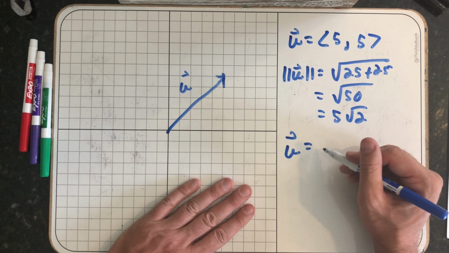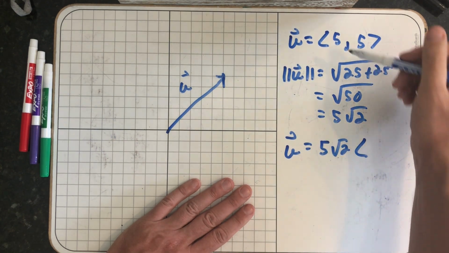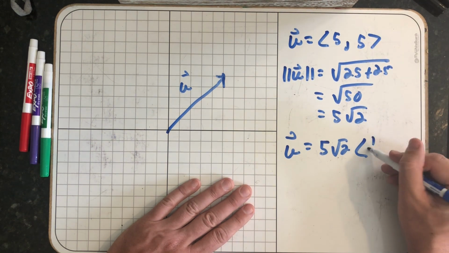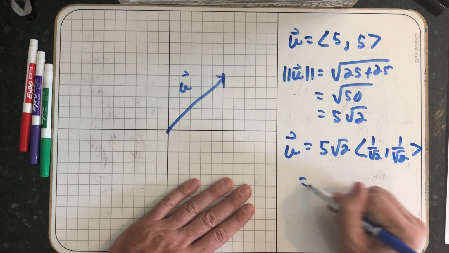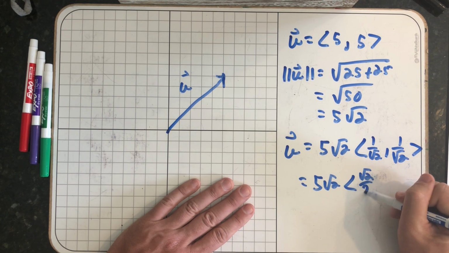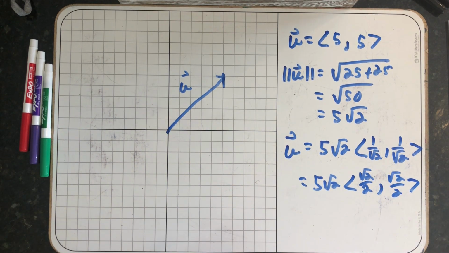And so the vector u would be its length times a unit vector in the same direction. So I need to divide u by its magnitude. So 1 over root 2, 1 over root 2. And that's a good way of leaving it, but I recognize root 2 over 2 happening in both those places if I rationalize the denominator.